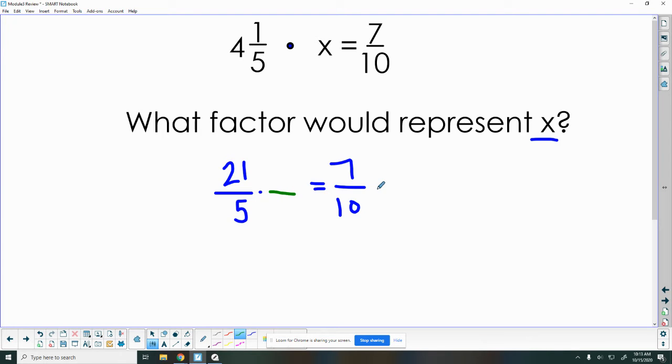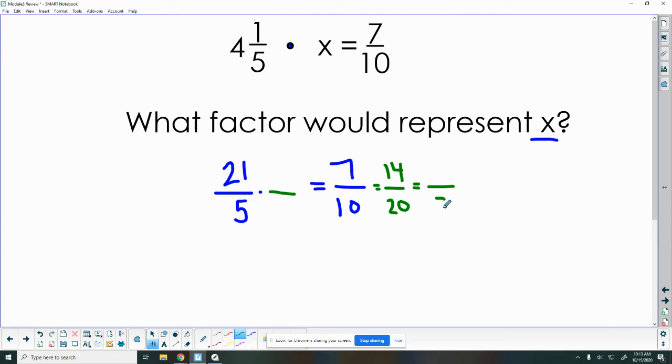So I'm going to think of equivalent fractions here. I'm going to times these both by 2. So there's 20 and 14. Can I get from 5 to 20? Yes, times by 4. 21 to 14. That's still not working. So let's try our next equivalent fraction.